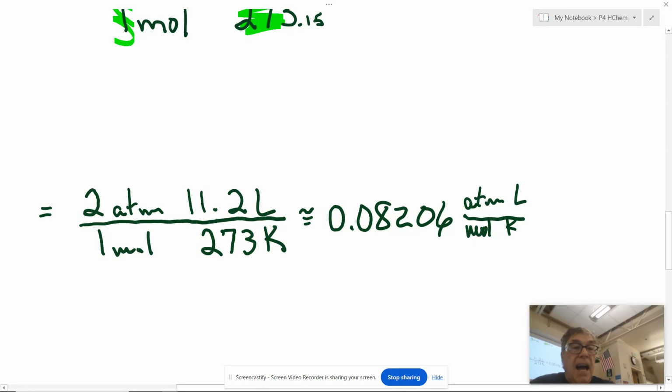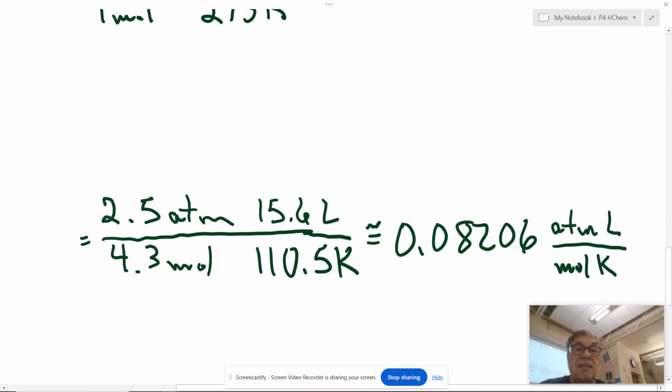If you take another sample of gas, and this time it's a higher pressure and a lower volume, because if you increase the pressure and you keep the moles the same and the temperature the same, the volume's going to get smaller. And you do the math on that, 0.08206 liter atmospheres divided by moles and divided by Kelvin. It's the same number. But wait, what if we do this?